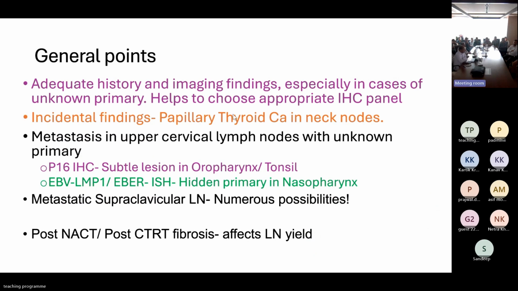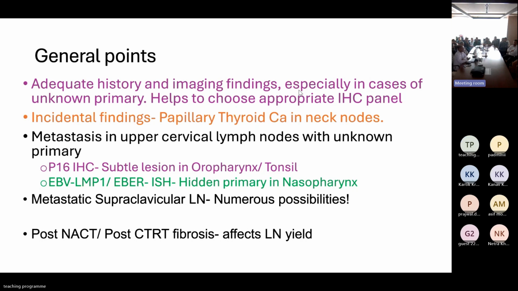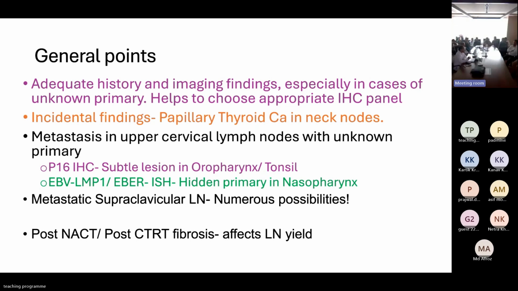A last slide to tell some of the points in brief. Adequate history and imaging findings are important, especially when you are sending a lymph node sample for an unknown primary, because we have to choose an IHC panel. Depending on the case, we might put organ specific immunohistochemistry. Sometimes we can put general immunohistochemistry. If the tumor is too poorly differentiated, we might have to put both lineage markers. If it's a malignant round blue cell tumor, then the immunopanel is very wide. So it always helps if you have, especially, PET scan findings, if you have any primary.